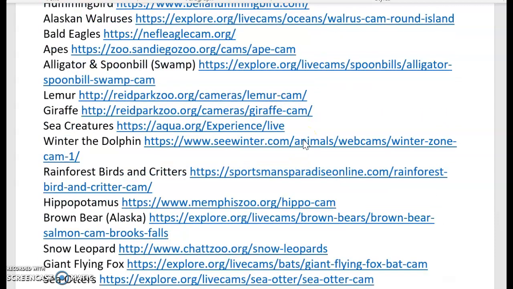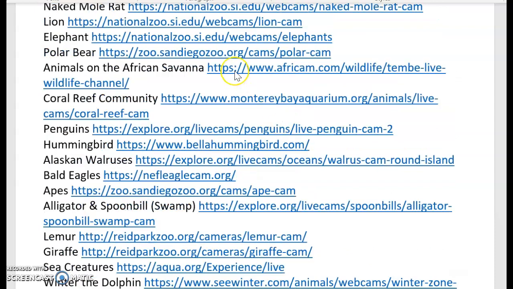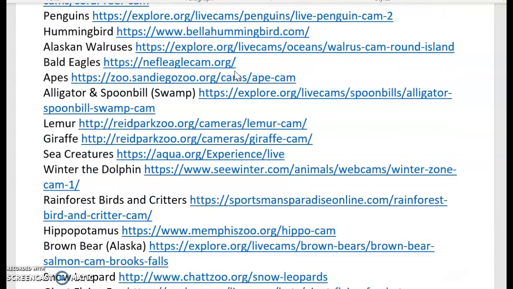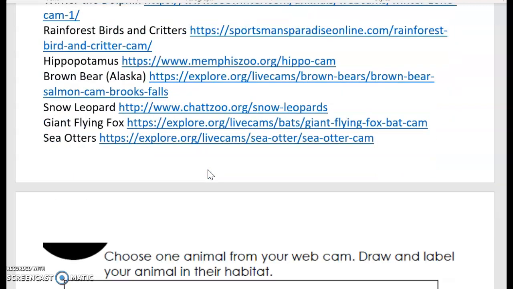So there are a lot of different animals that you can choose from, and you can choose all of them and click on it and look at that animal for a little bit, see if you see it. Some animals may be hiding or maybe sleeping at the time that you click on it, so they may be harder to see than others.